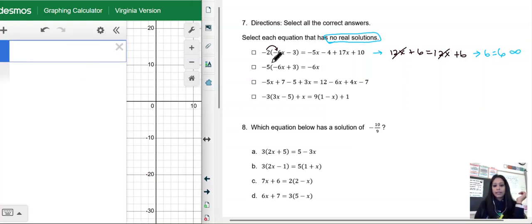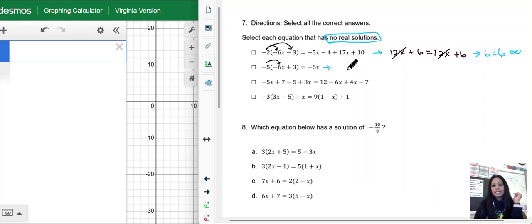Over here, let me go ahead and do it by hand, and I'll see if I can do it faster in Desmos. Negative 5 times negative 6, I had to distribute that too. Anyway, negative 5 times negative 6 is positive 30x. Negative 5 times 3 is negative 15. And on the right side, there's nothing to simplify, so I'll just bring that over.